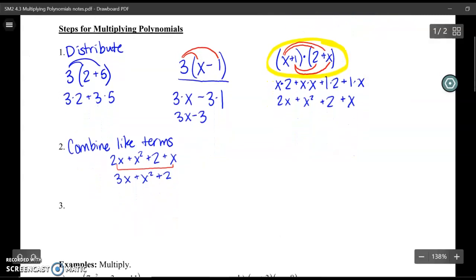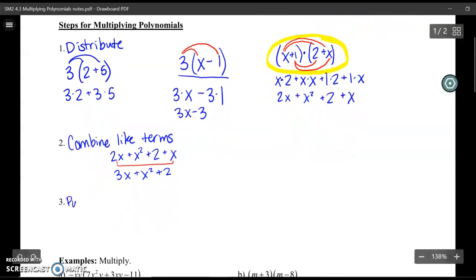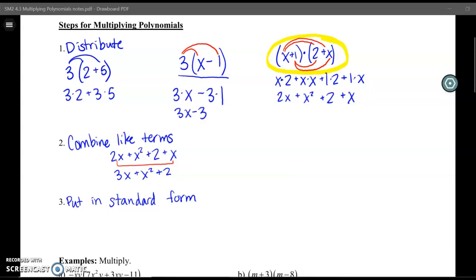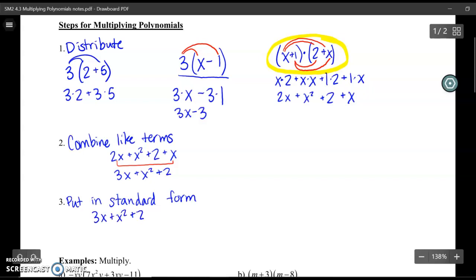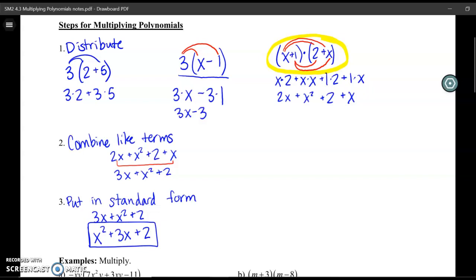Now I am ready for my very last step, which is to put your answer in standard form. Now remember, standard form just means that I'm starting with the variable with the biggest exponent and then going down. So for example, in this case, if I'm looking at the 3x plus x squared plus 2, the variable that has the biggest exponent is the x squared, so that's going to be the first piece. And then the next one would be 3x, because that's the next biggest, and then 2. So this would be our final answer to that multiplication problem.